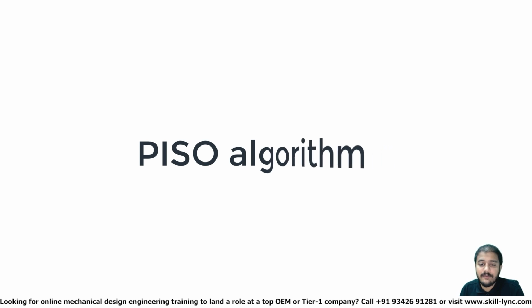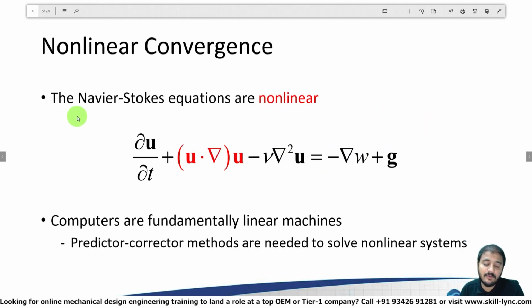So let's start with the Navier-Stokes equation. So here we have the Navier-Stokes equations. And as you all know, Navier-Stokes equation is non-linear. So the term that's non-linear is highlighted in red color. Now remember, your computers are fundamentally linear machines, meaning they are designed to solve linear equations, right?